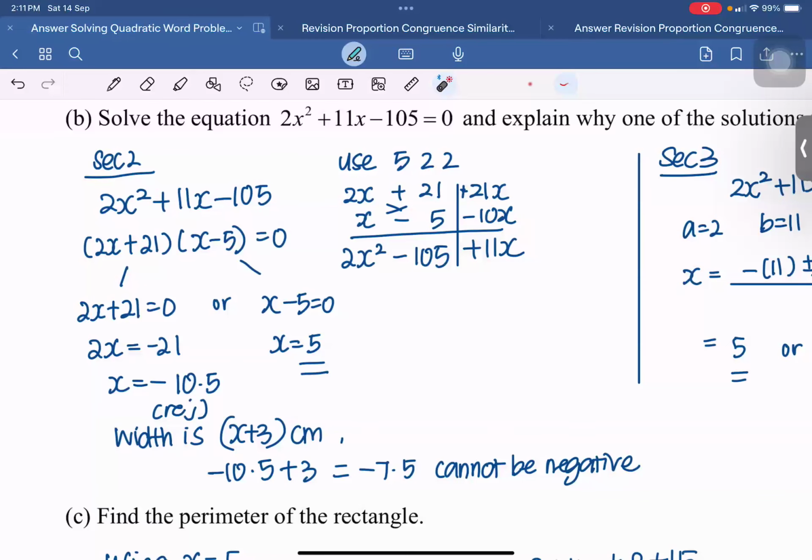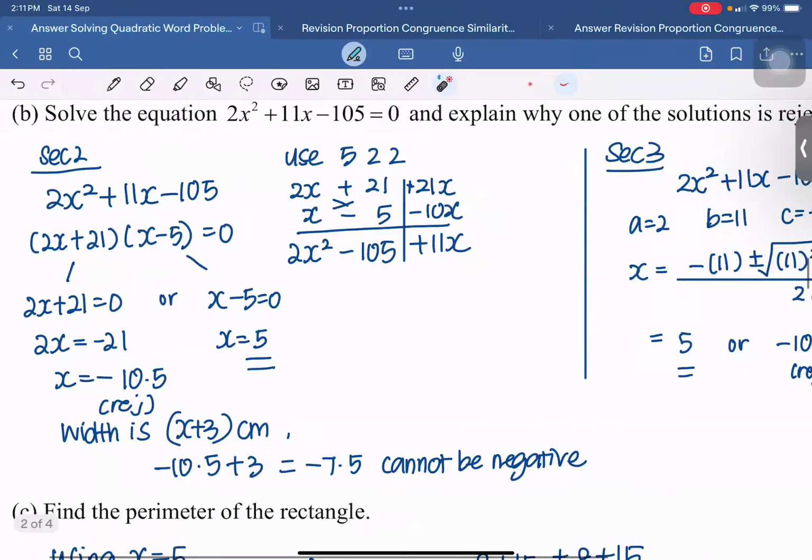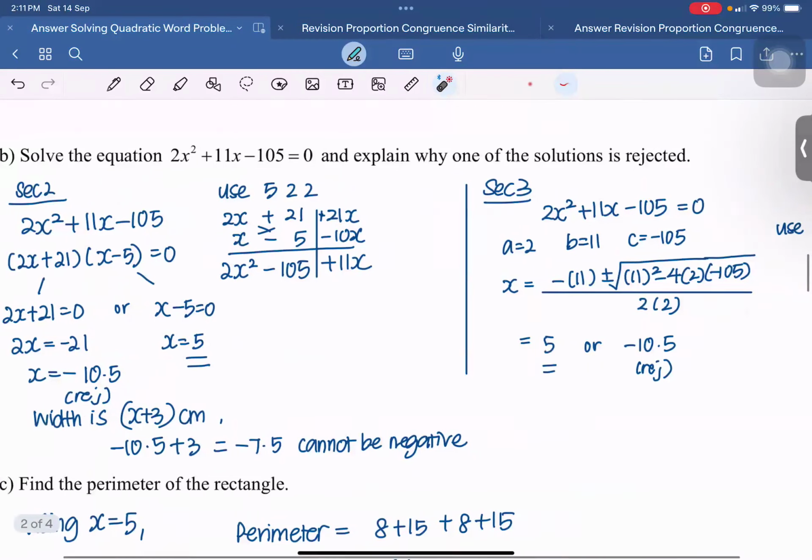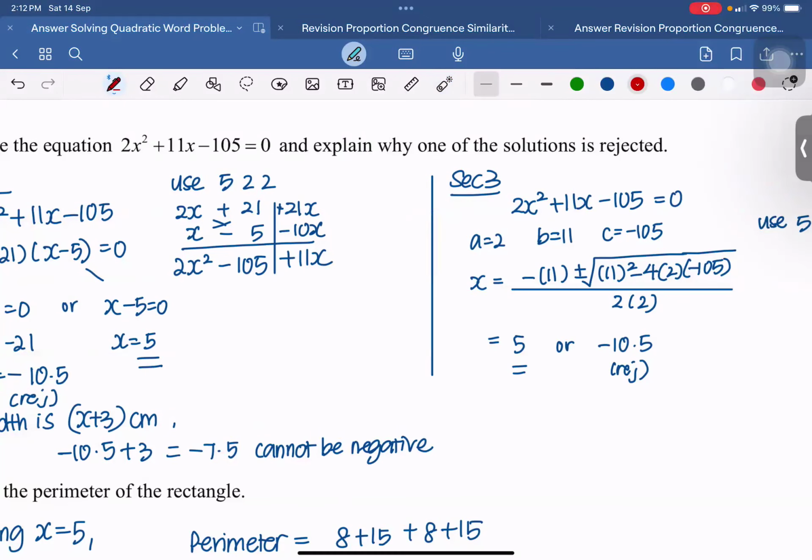Okay. For the Sec 3, you do the quadratic formula. Anyone remember the quadratic formula again? Just now some of them weren't here. Maybe I ask the newer ones. Anyone remember the quadratic formula? Do you remember the quadratic formula?